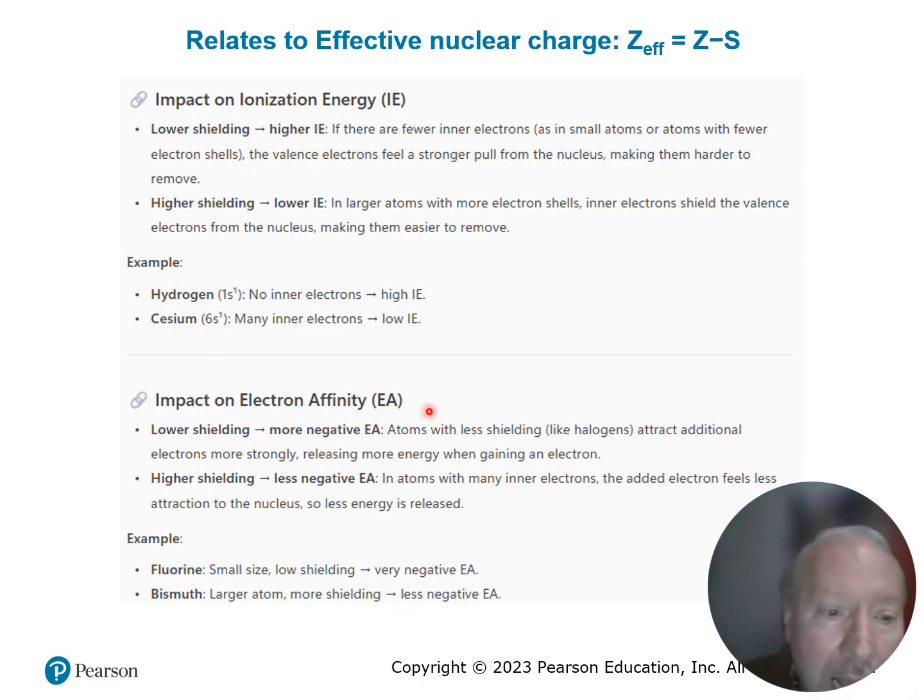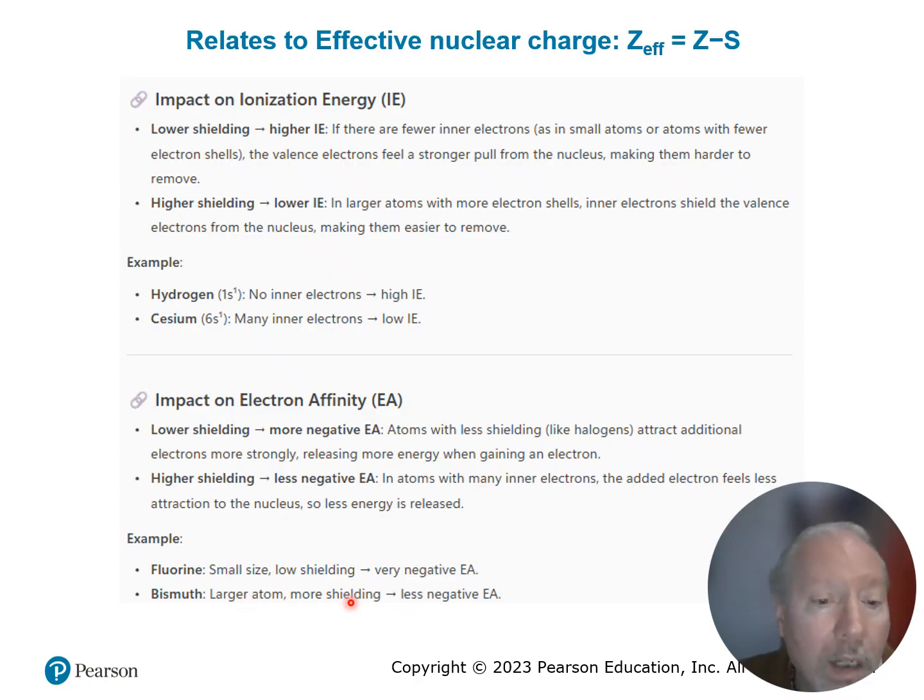Electron affinity: with lower shielding, you get a more negative electron affinity. Atoms with less shielding, like halogens, especially chlorine and fluorine, attract additional electrons more strongly, and they release a lot more energy once they gain the extra electron, and it's an exothermic reaction. But when you have higher shielding, you have less pull by the protons. The protons are shielded by the core electrons, and the electron affinity is less negative. Which makes sense.